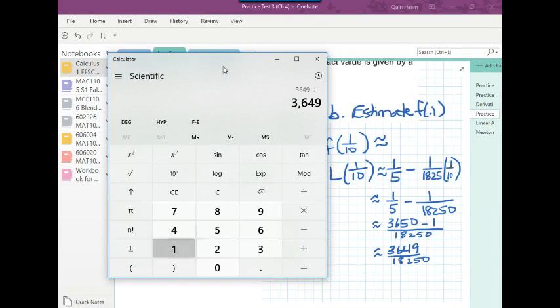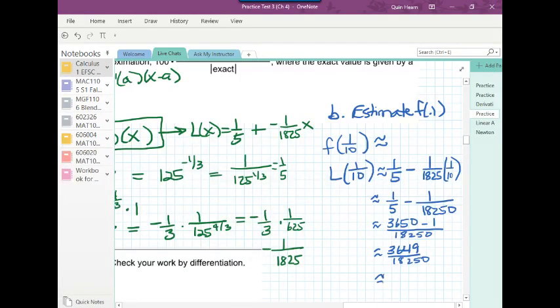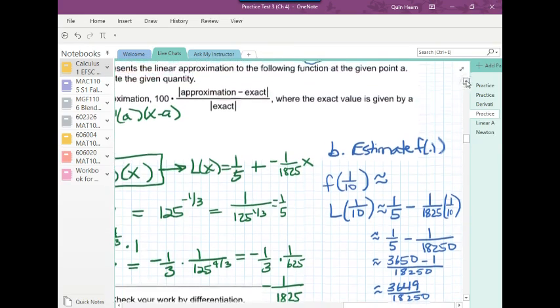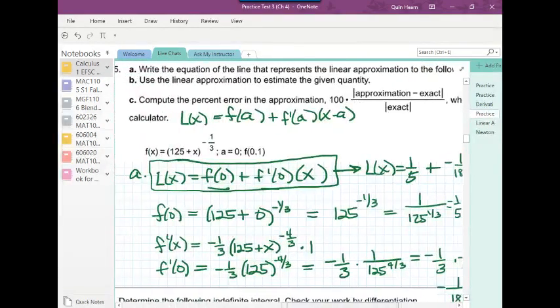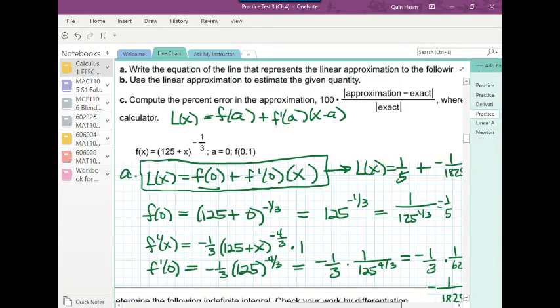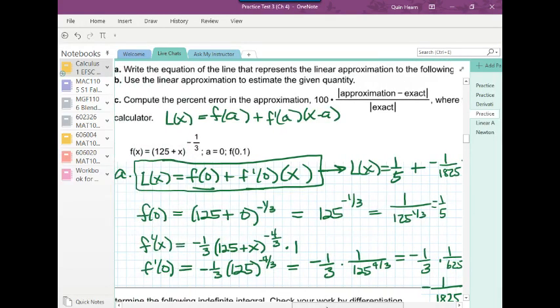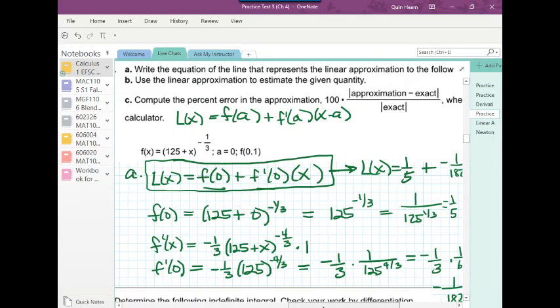So let's go ahead and get a common denominator. 18250 divided by 5 is equal to 3650. So that means this is approximately 3650 minus 1 over 18250, getting a common denominator. So we are approximately 3649 over 18250.